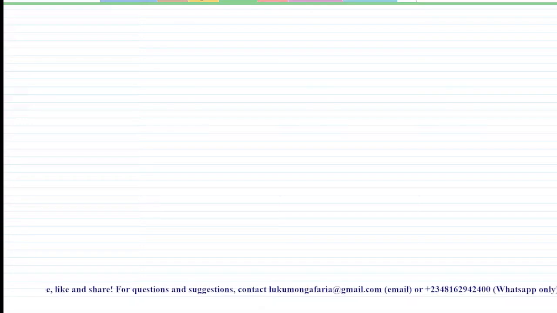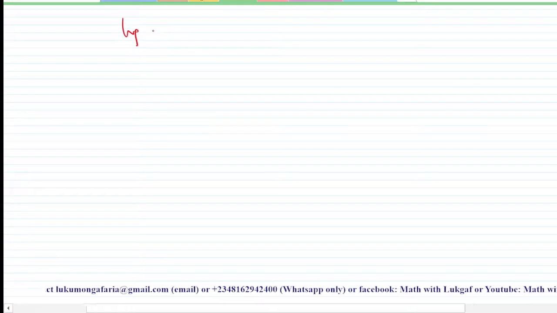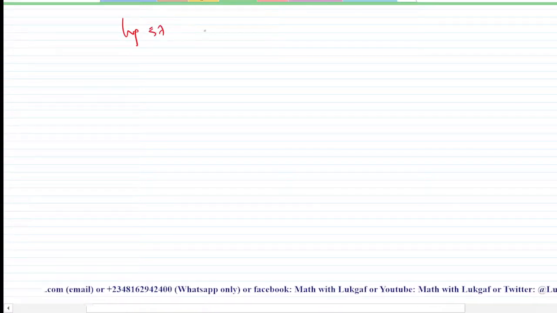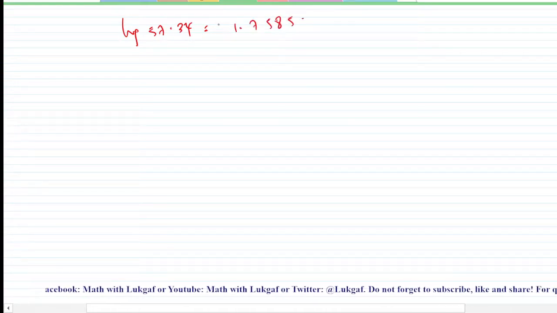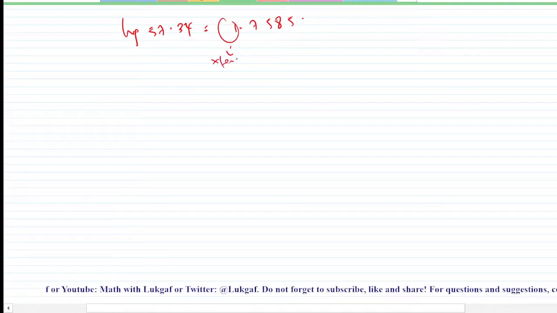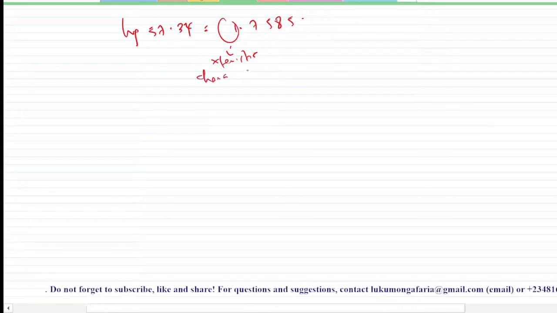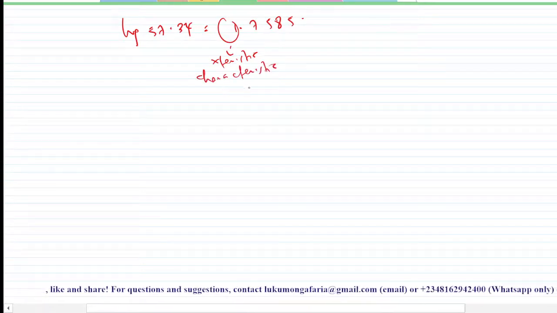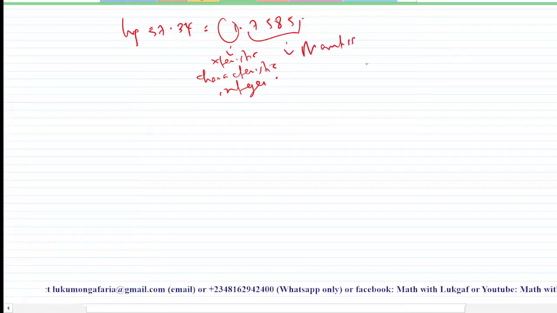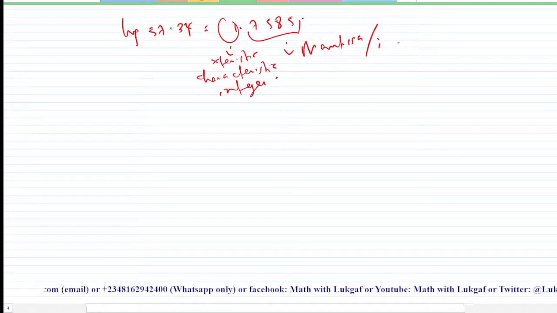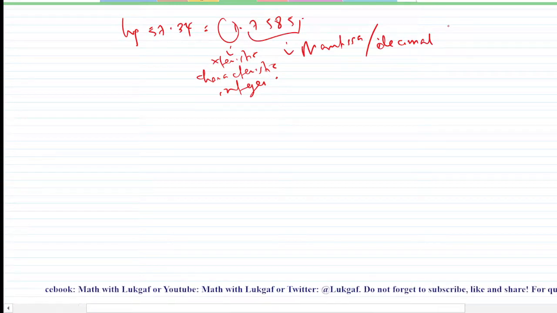For example, if I have the logarithm of 57.34, we obtain it to be 1.7585. I said this part is the characteristics part, or integer part. And I said this is the mantissa, or decimal part.